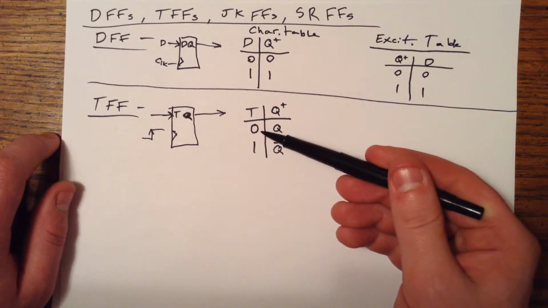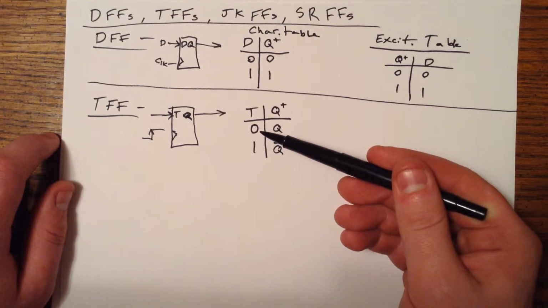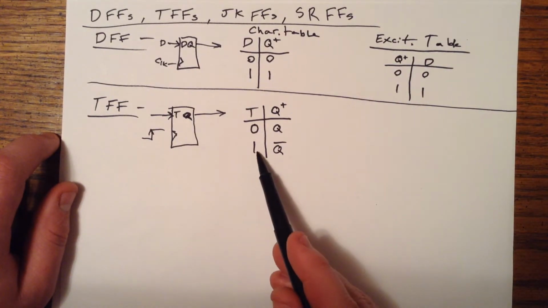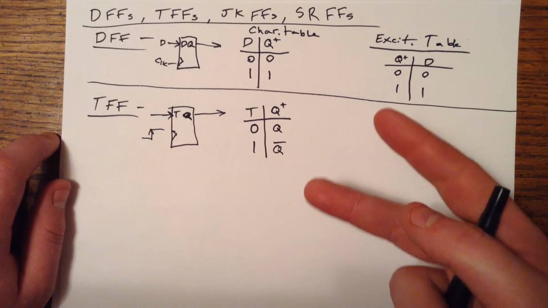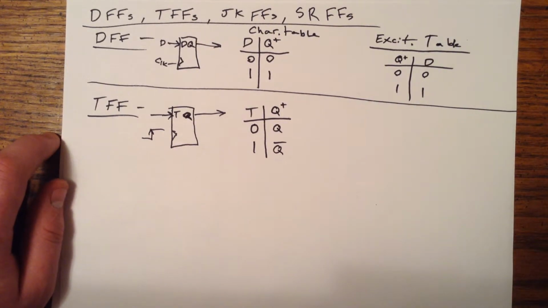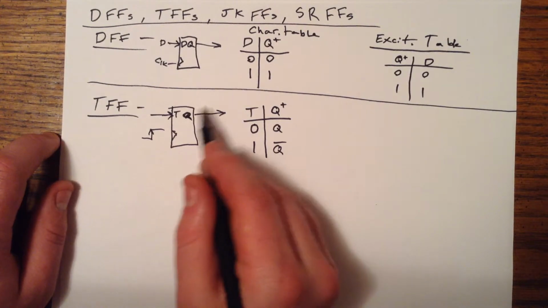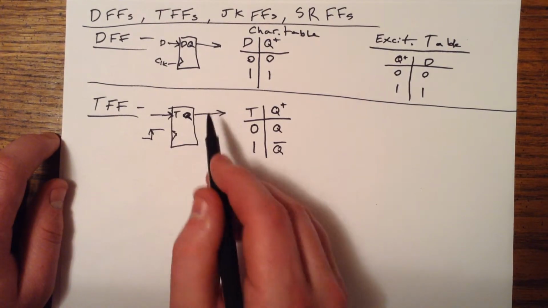Then it's going to read the T input as a 0 or a 1. If it's a 0, absolutely no change happens, so it just keeps on remembering Q. If it's a 1, it changes, it toggles. That's how I remember a T flip-flop: it toggles. It changes it over from a 0 to a 1, or from a 1 to a 0.